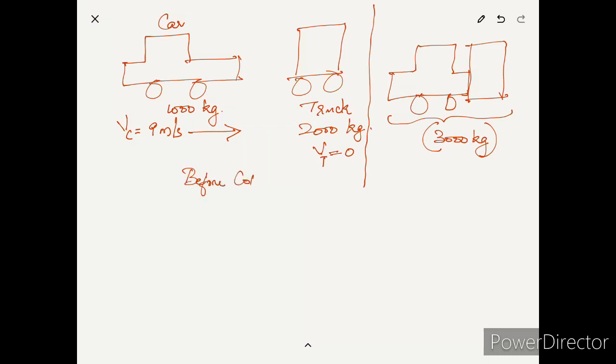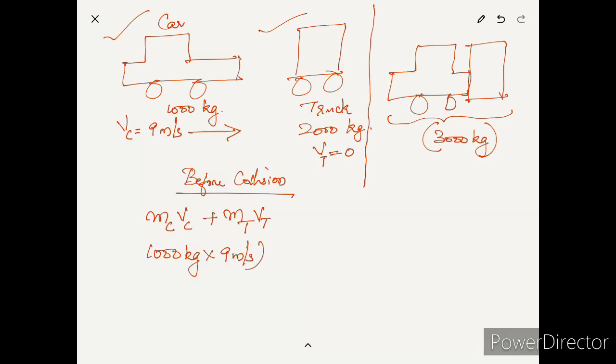Now let me consider the case of before collision. What will be the total linear momentum of this system before collision? The total linear momentum will be mass of car into velocity of car plus mass of truck into velocity of truck. So this will be 1000 kilogram into 9 meter per second plus 2000 kilogram multiplied with 0, and this will be total 9000 kilogram meter per second.